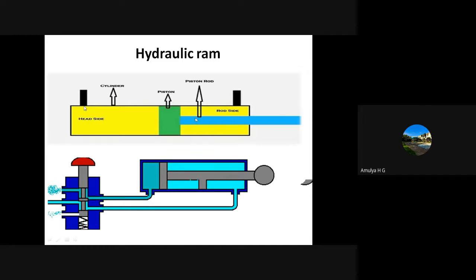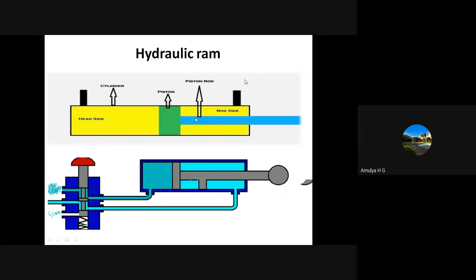If the fluid enters on the head side of the piston, the pressure will be created over the head side, so the piston rod will be moving backward. So the oil or the fluid enters on the head side and it will be leaving on the rod side.